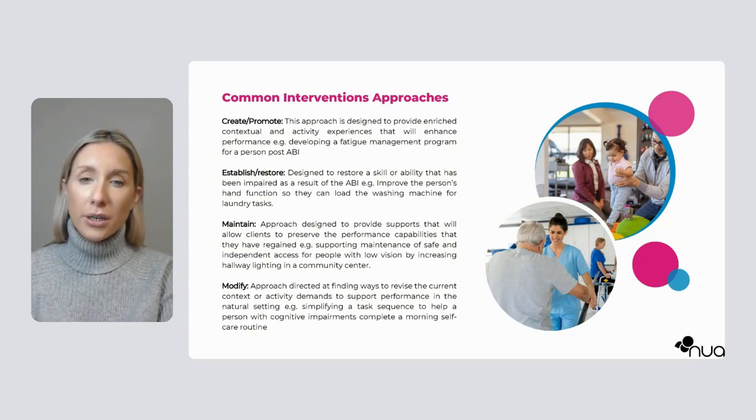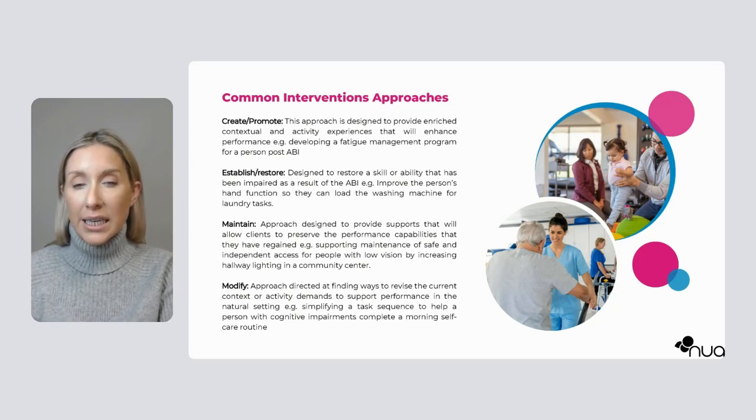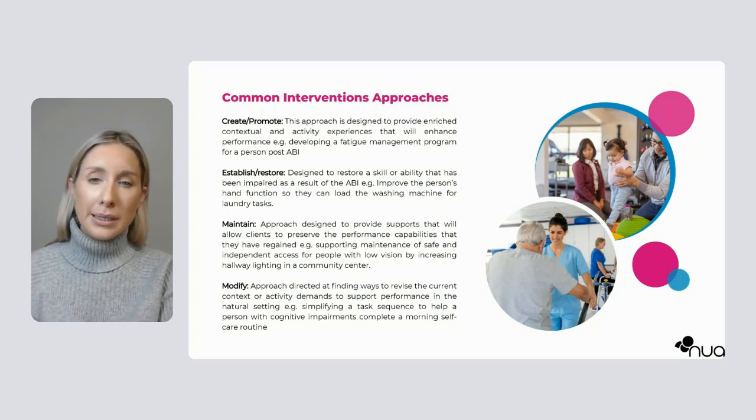To maintain function, or the maintain approach, this is designed to provide supports that will allow the person to preserve their performance capabilities that they have regained. So, such as supporting maintenance of safe and independent access for people with low vision by increasing hallway lighting in a community centre or in the person's home, for example.